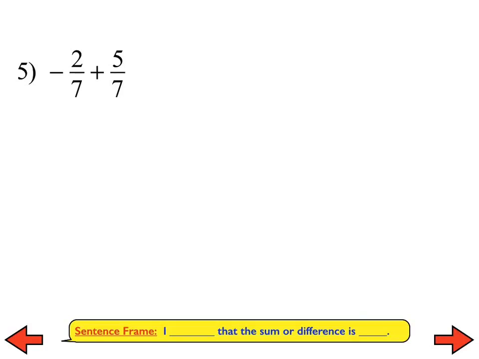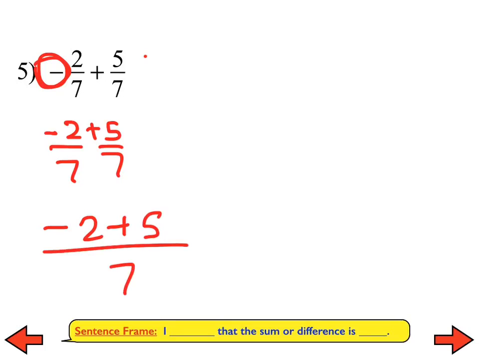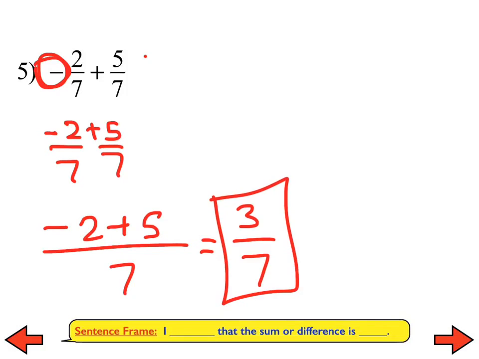Number 5. Rewrite it. So we have, again, this floating negative sign in the front. I recommend you rewriting this so that it's on the top, so it's not so confusing looking. And then combining those to be -2 plus 5 all over 7. Then what's -2 plus 5? 3. +3 and then 7ths. Make sense?